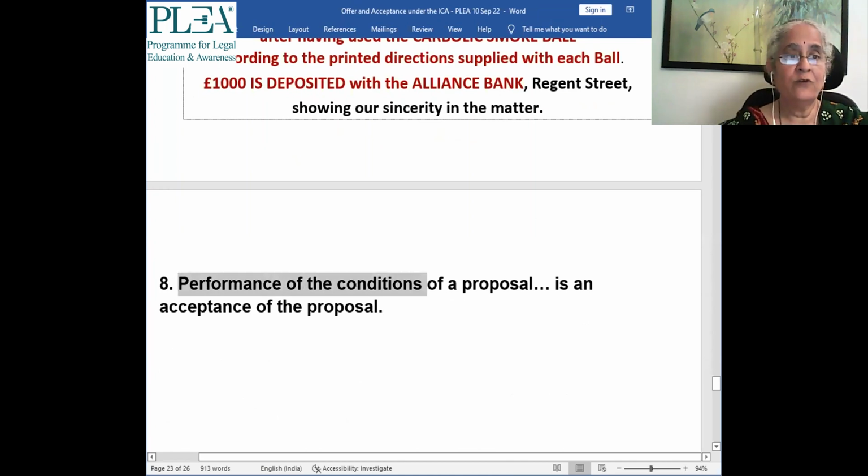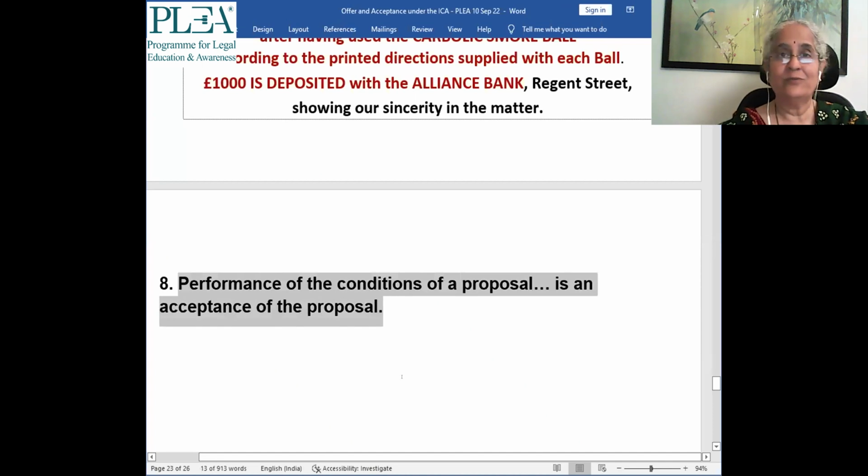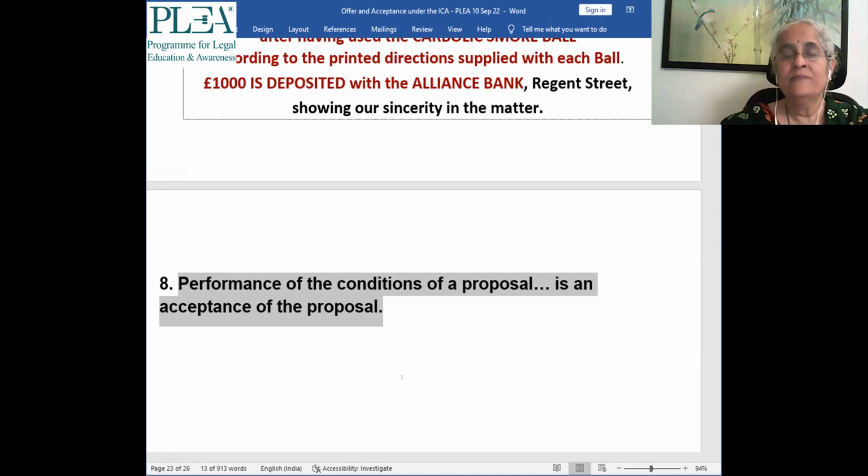What does it say? Performance of the conditions of a proposal is acceptance of the proposal. So if the proposal says send the check, and you send the check, sending the check is acceptance, at least if the check is received. Here is a case where people were told, just buy this and use the ball. You're buying it and using the carbolic smoke ball. That much is enough acceptance. We have given up our requirement of communicated acceptance. This is how it was interpreted.